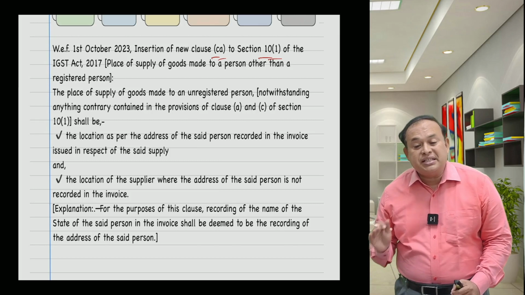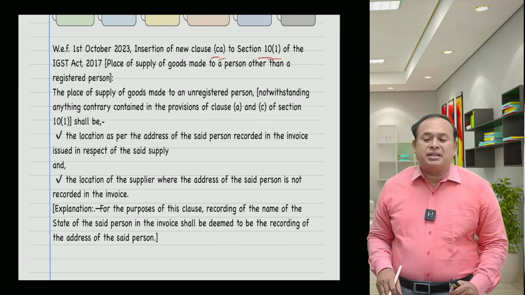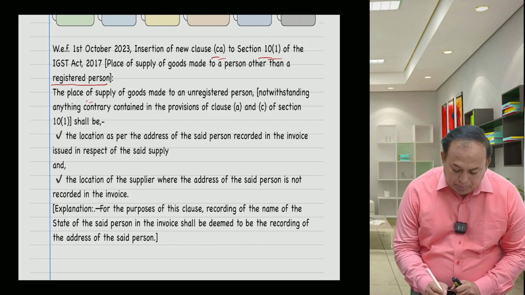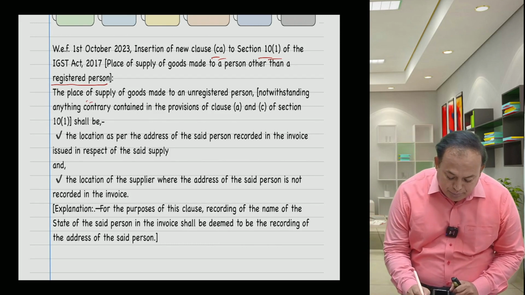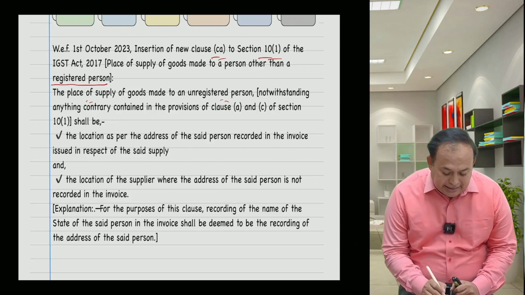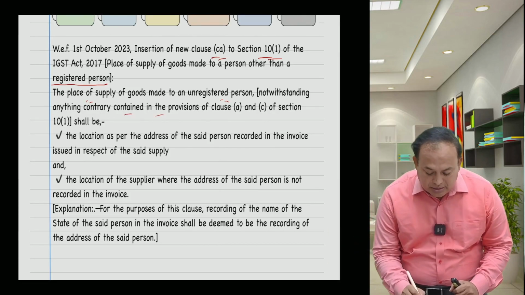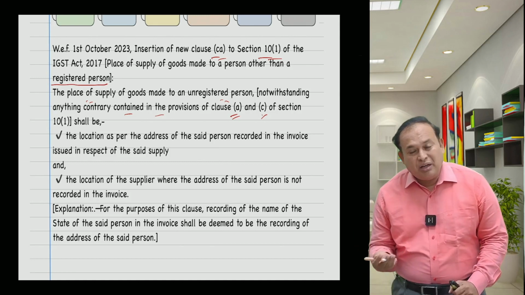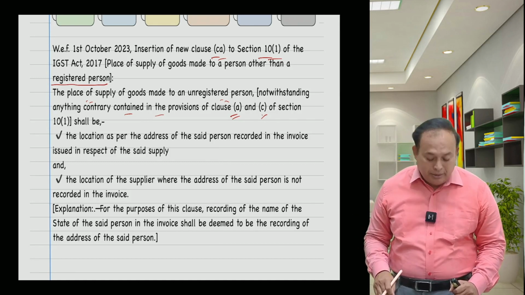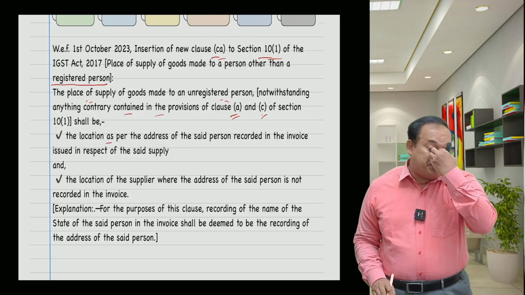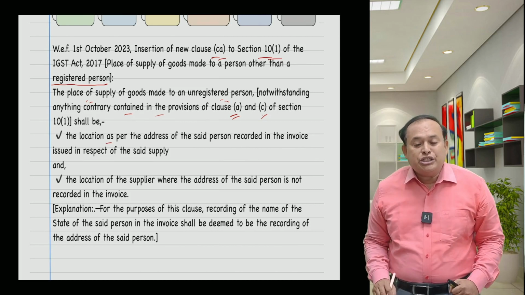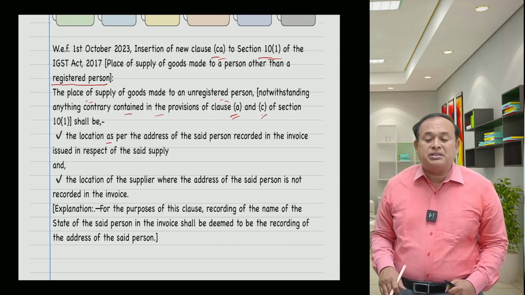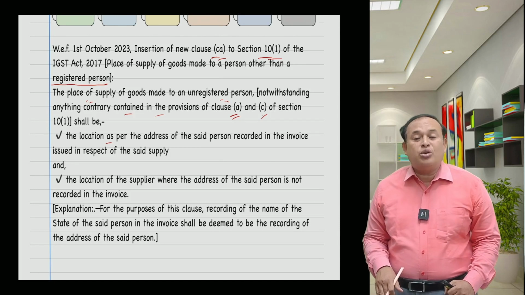Clause CA says that the place of supply of goods made to a person other than a registered person, meaning supply of goods to an unregistered person, notwithstanding anything contrary contained in the provisions of clause A, supply involves movement of the goods, and clause C, supply does not involve movement of the goods, is the location as per the address of the said person recorded in the invoice issued in respect of the said supply, and where the address of the said person is not recorded in the invoice, the location of the supplier.